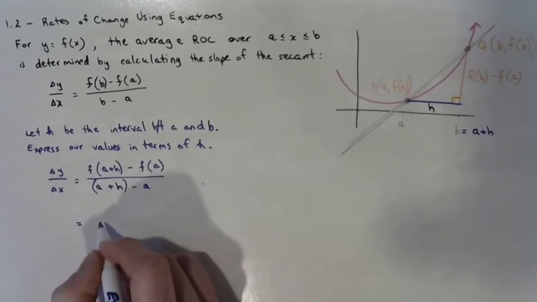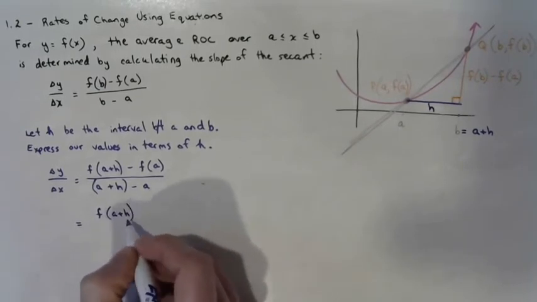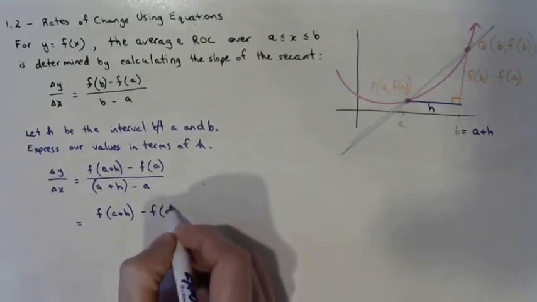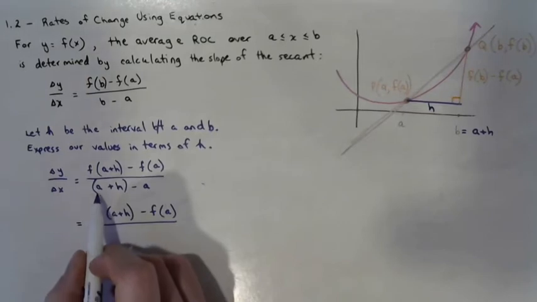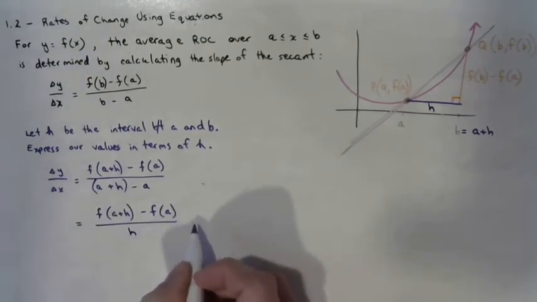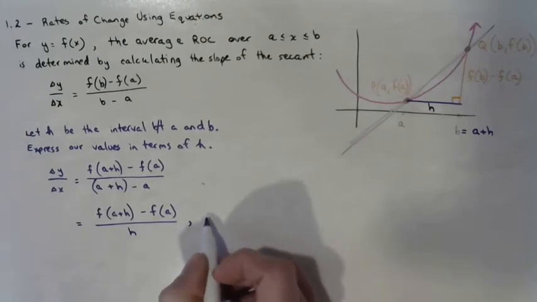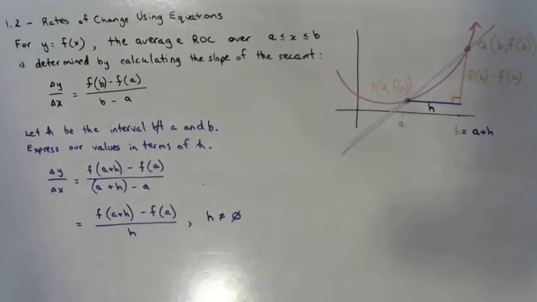The numerator is not going to change. F of a plus h minus f of a. And in the denominator, I can see that I have a positive a and a negative a. So that's 0, leaving me with just h. I also need to note an exception here, that h is never allowed to be 0.